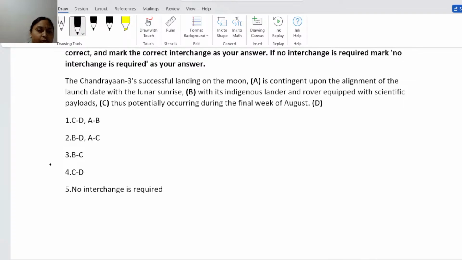So here we are supposed to change B to C. So B here, we have to solve this. The alignment of the launch date with the lunar sunrise will be changed with the indigenous lander and rover equipment with the scientific payloads that should be launched. So in that way, B is supposed to be rearranged after C.